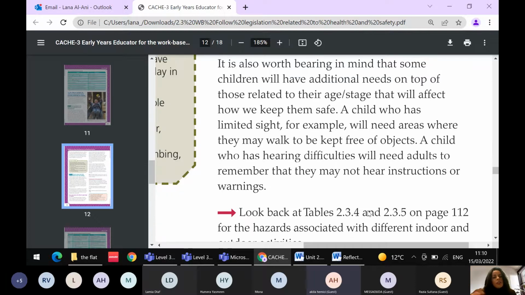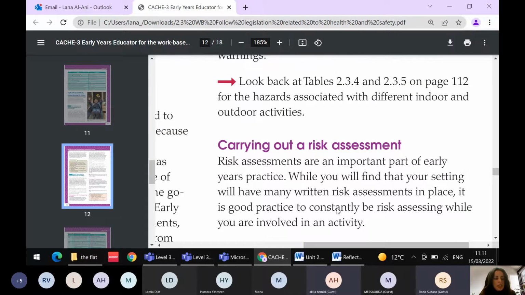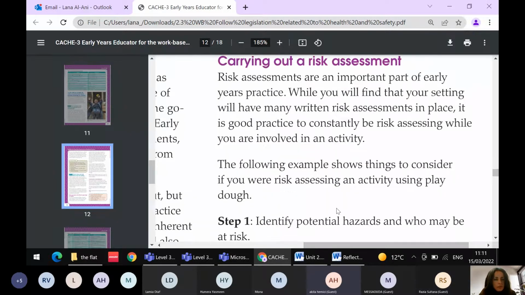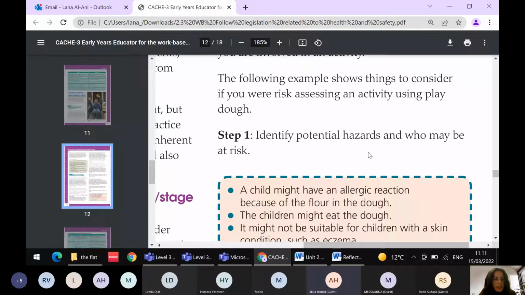So there are so many risks involved, not only about the child's age, but also about the child's skills and abilities. So how would you do this risk assessment? First of all, we identify potential hazards. Any hazard or any risk in the area, we need to identify it.